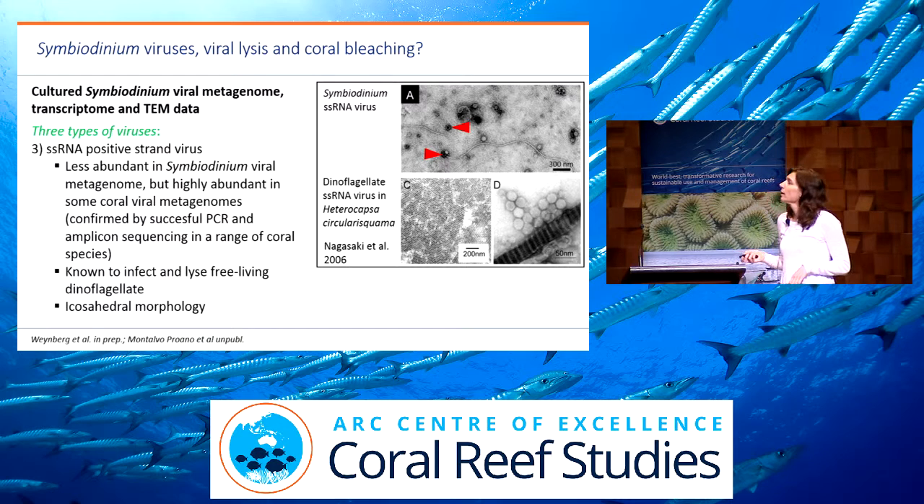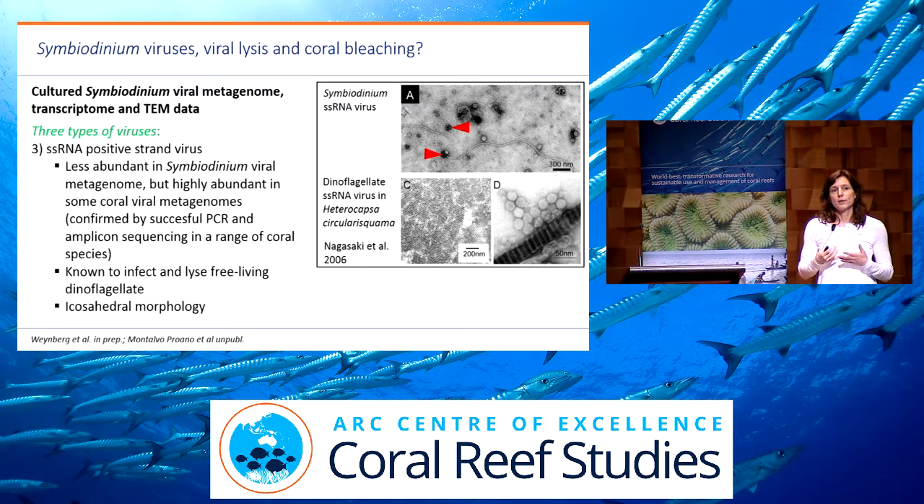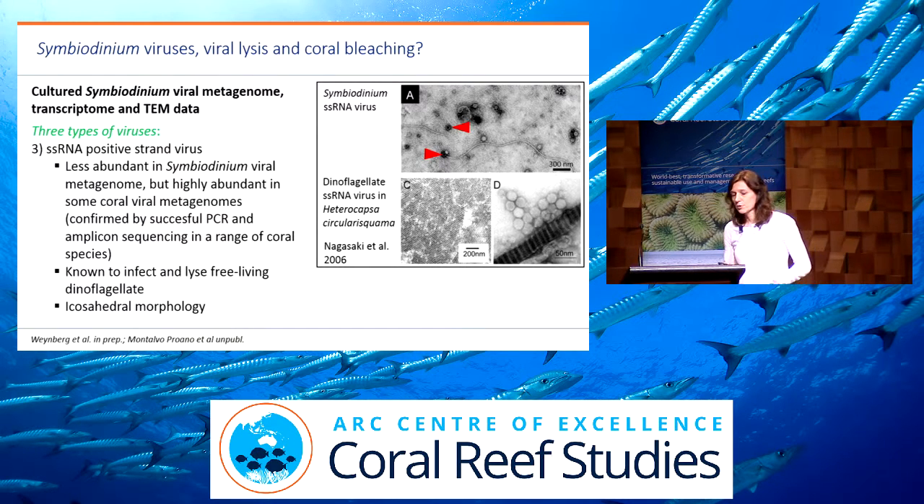And then thirdly, there's another single-stranded RNA virus. We find it's not highly abundant in the Symbiodinium viromes, but we do occasionally find it at very high abundance in coral viromes. Again, it's a virus that is previously only known from a free-living dinoflagellate, and it induces lysis and death in that host. It has, again, this icosahedral morphology. It's a bit smaller than that large double-stranded DNA virus, and it matches the size of the virus in the free-living dinoflagellate. So 3 different viruses, we are pretty confident that they're present in Symbiodinium, that they infect Symbiodinium.